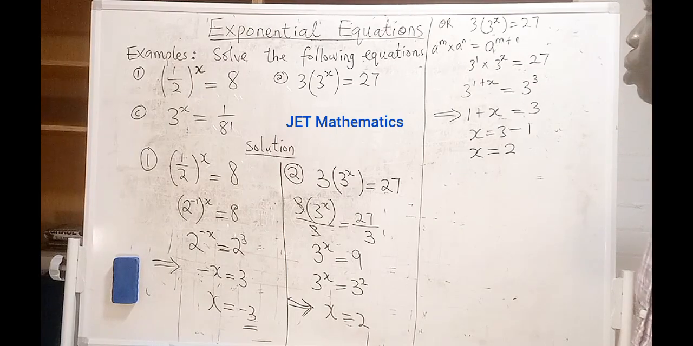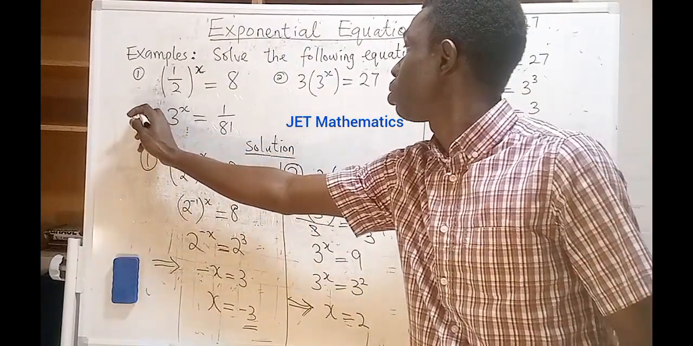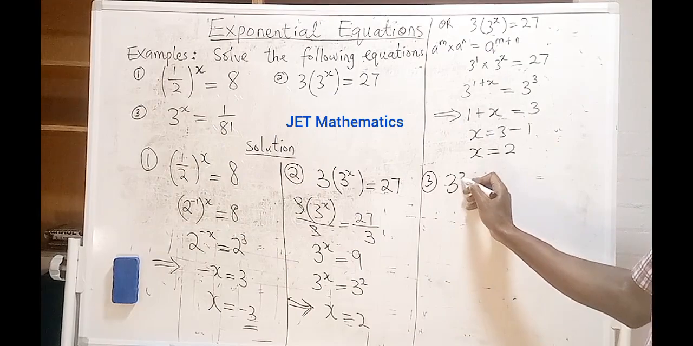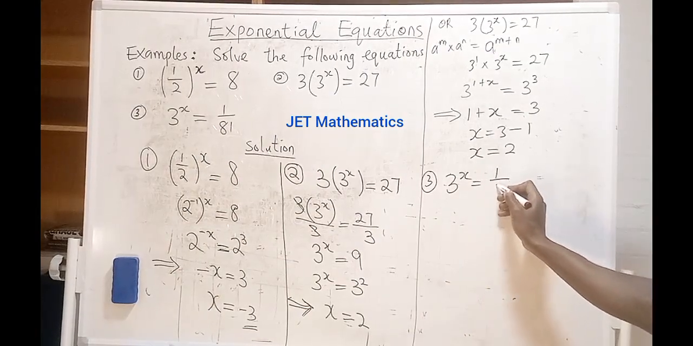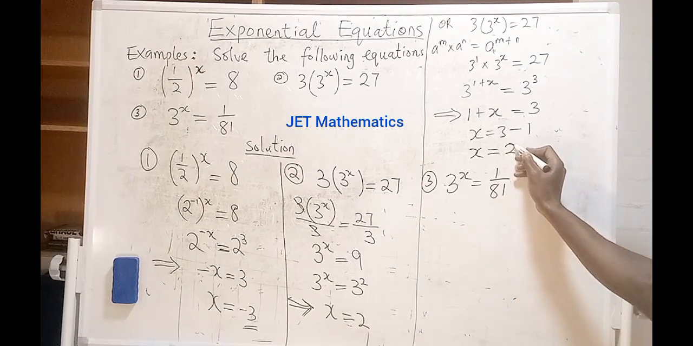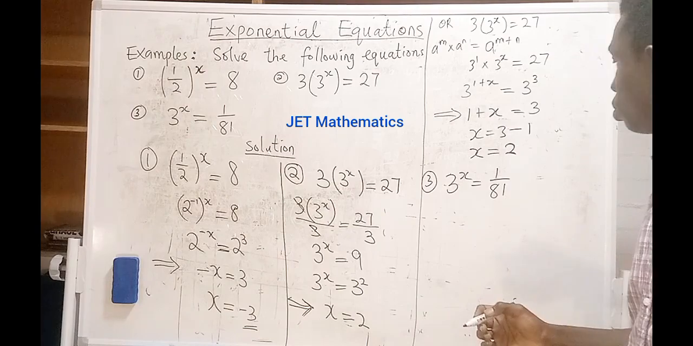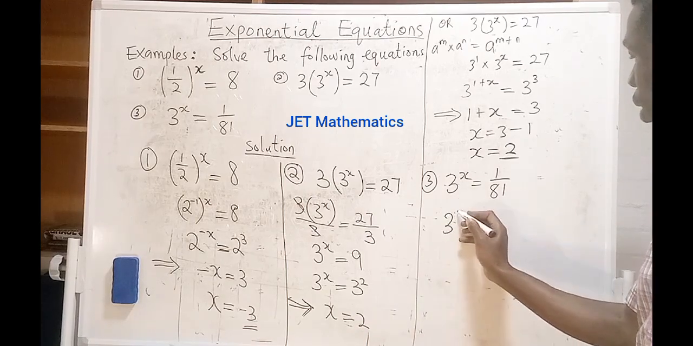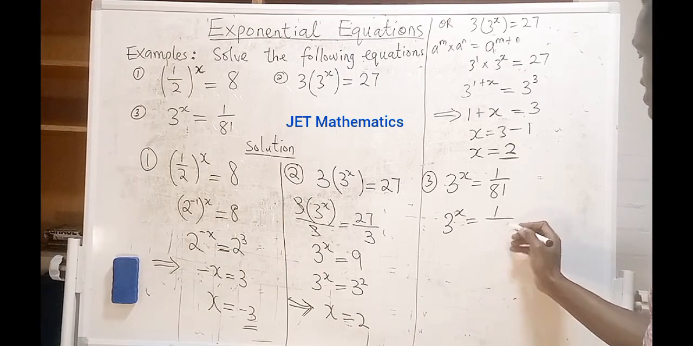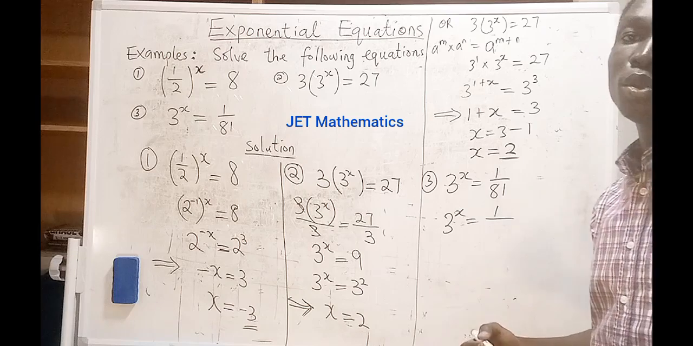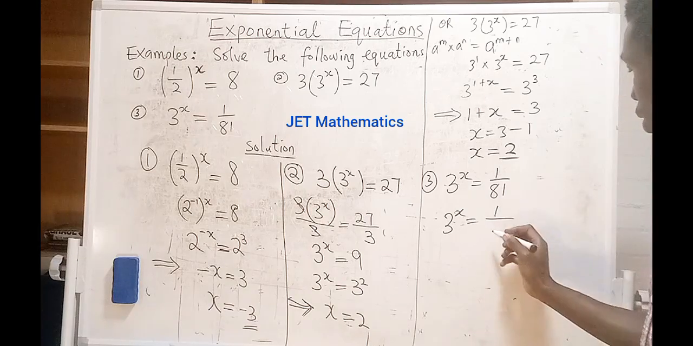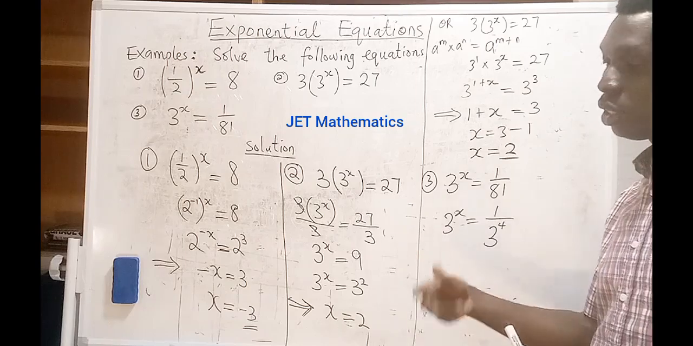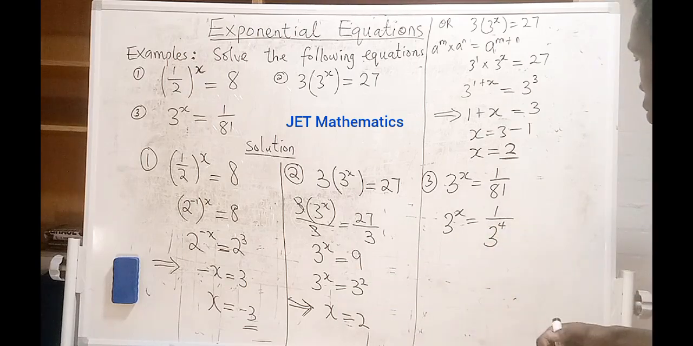Our last example, which is example 3, says 3 raised to the power x is equal to 1 over 81. So we can write this as 3 raised to the power x equals 1 over, and we can express 81 as a base of 3, so that gives us 3 raised to power 4. 3 times 3 times 3 times 3 gives us 81.